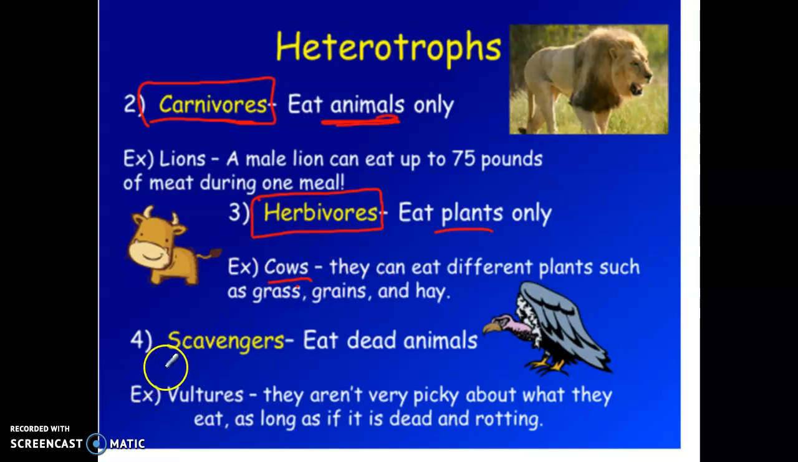Another type of heterotroph or consumer is a scavenger. Okay, so a scavenger is a little bit different from a carnivore in that it eats dead animals. Okay, so carnivores typically eat animals that are still living, right? So they will hunt their prey, right? So think of the lion.